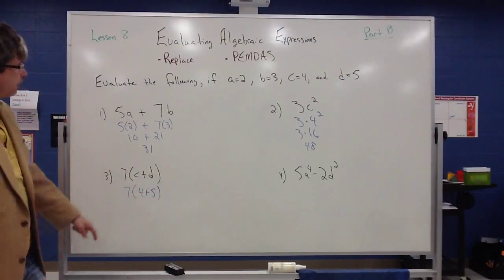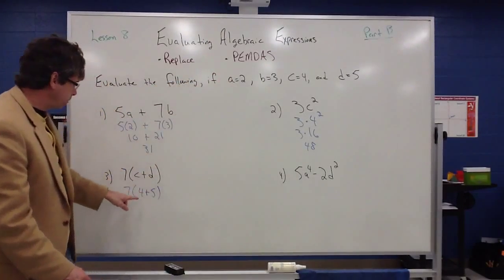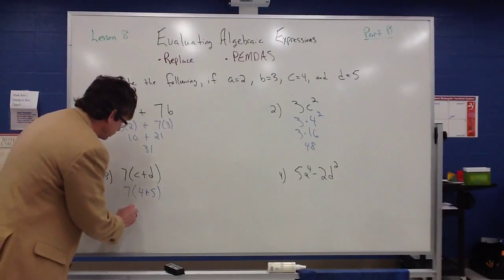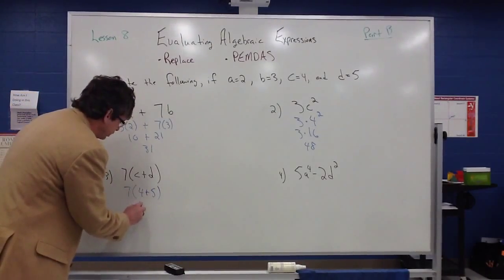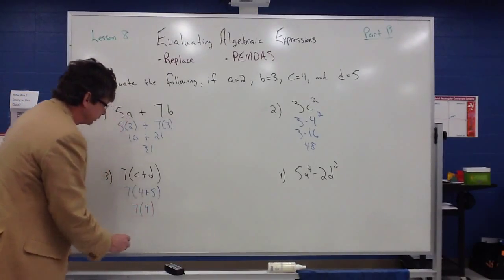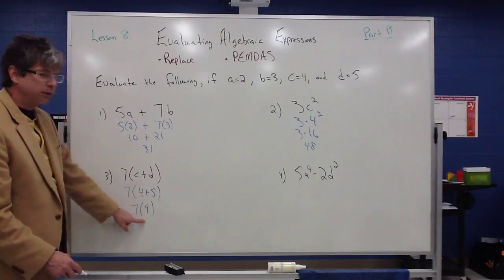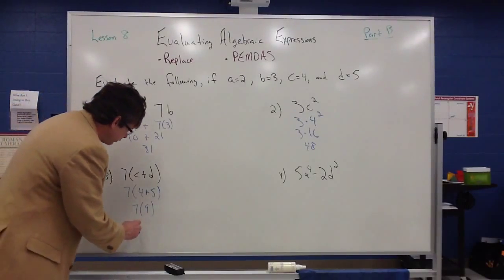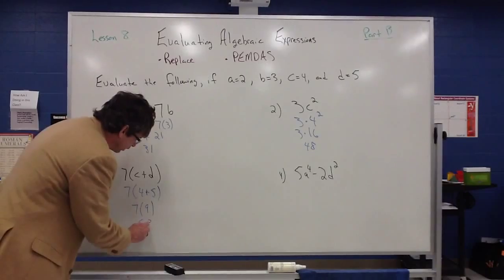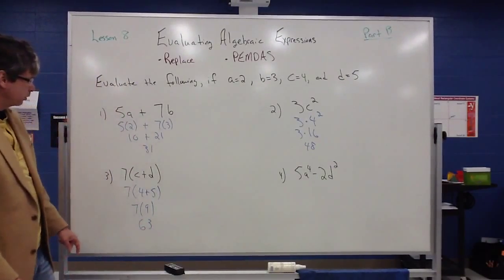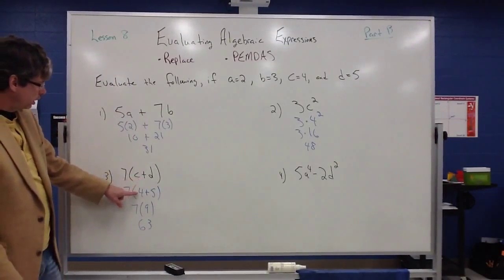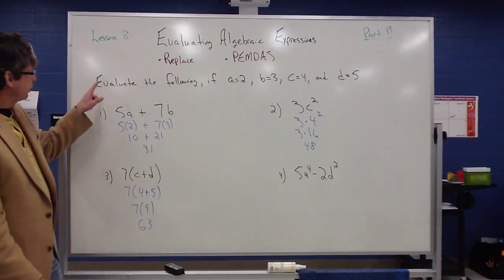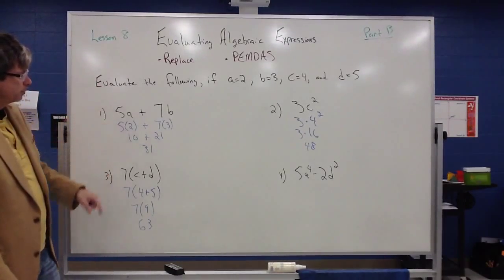In this example, we do have parentheses, so I have to evaluate the parentheses first. 4 plus 5 is 9. And then 7 times 9, and now the parentheses just serve as multiplication. 7 times 9 would be 63, and that would be evaluating the expression. So we substitute in, and then we perform the operations. That's typically what the word evaluate implies.